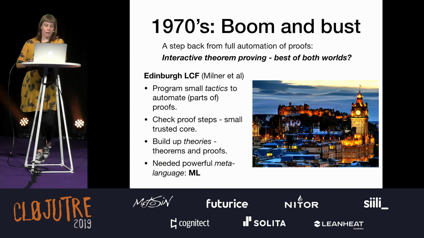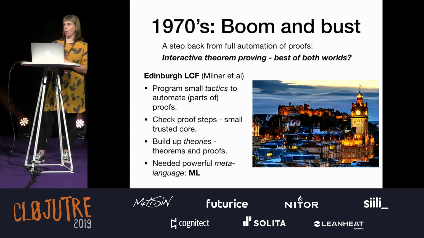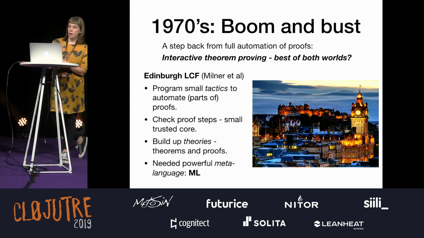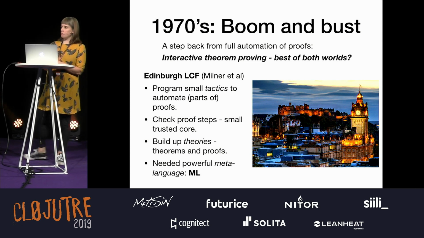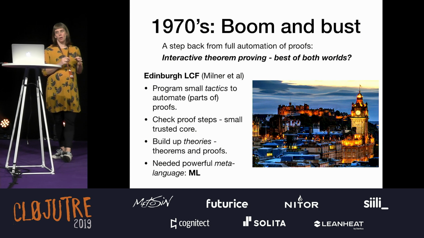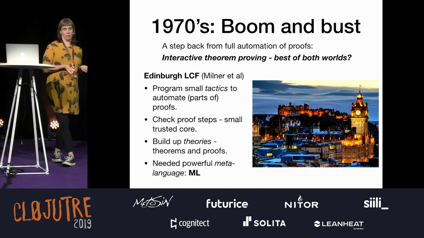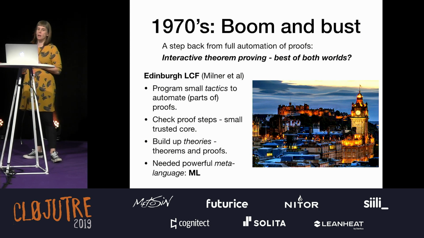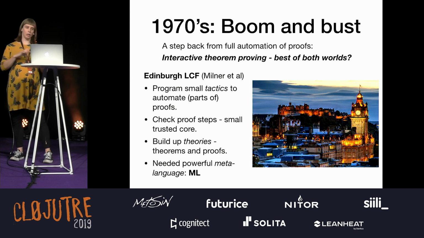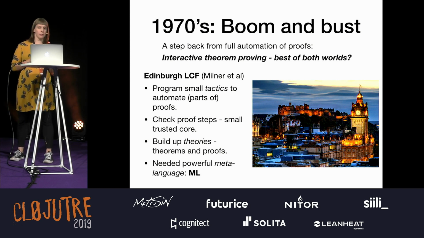So this was implemented in a system called Edinburgh LCF by a guy called Robin Milner, who has made many important contributions to computer science. Well, he introduced the idea of tactics. So tactics are these kind of small programs that automate parts of mathematical proofs and can be combined. And in addition to the steps that are too complicated for the computer to do, the human can sort of program and the computer checks them. This way you can build up theories of theorems and their proofs.